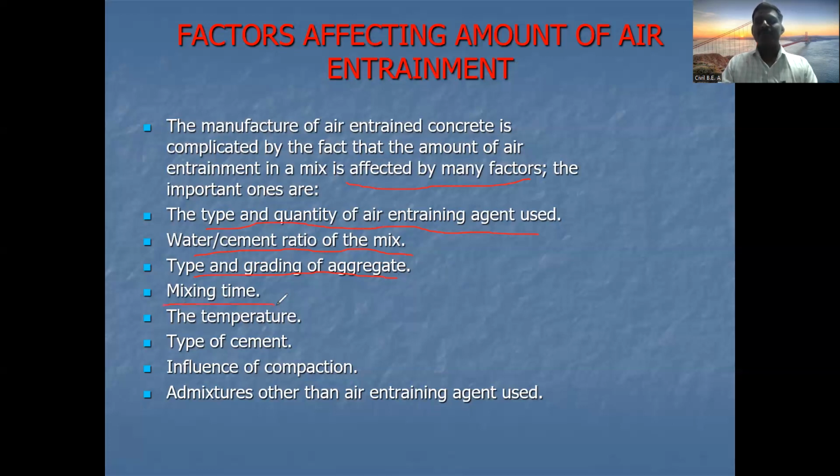Then mixing time: how much time you have mixed the concrete after adding the air entrainment. That admixture we are adding, and mixing for how much time. Then temperature. So what is the normal temperature? Generally 27 to 28 degrees is the temperature required to make the concrete.